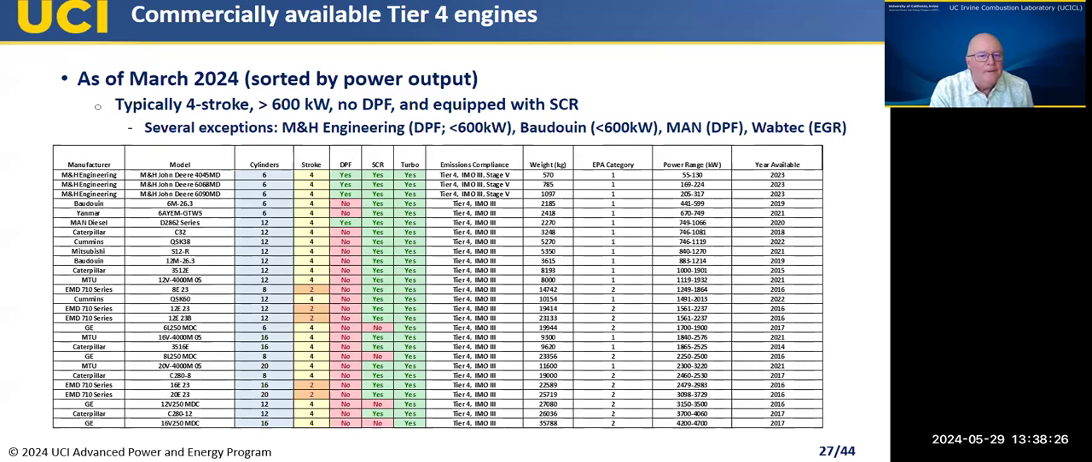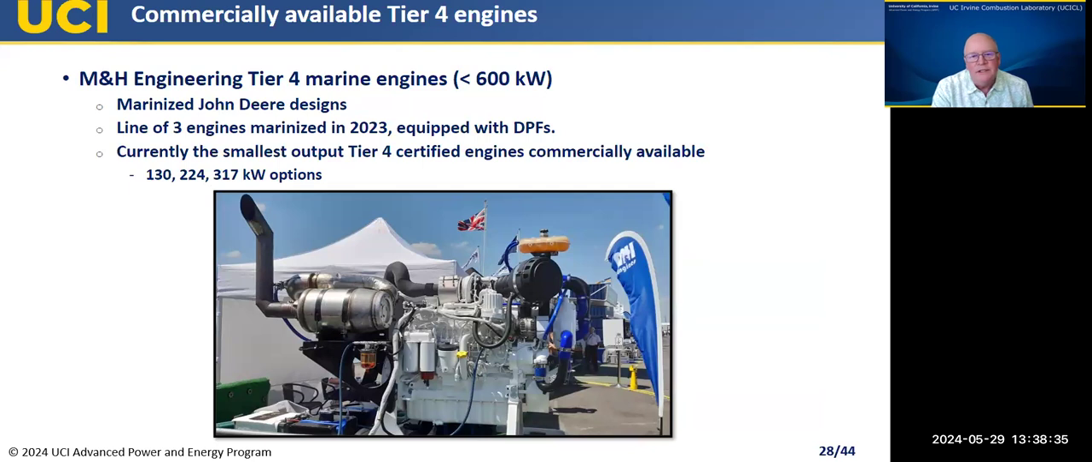I'll just highlight a little bit on some of these exceptions on the next few slides. So next slide. This is an example of M&H Engineering, right? These are basically John Deere engines that have been marinized. The marinization was implemented in 2023, and these are equipped with diesel particulate filters. You can see you've got 130, 220, 300 kilowatt options available. So this is pretty new in the last 5 years or so. Next.